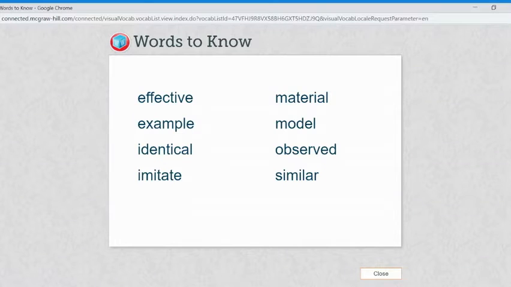We are on Unit 3, Week 4 in Wonders. Our 8 vocabulary words are effective, example, identical, imitate, material, model, observed, and similar.